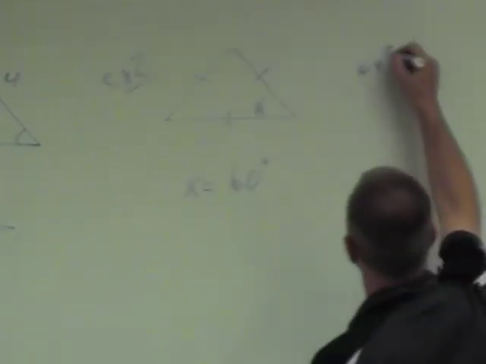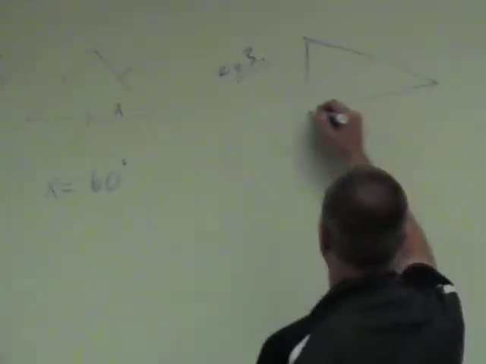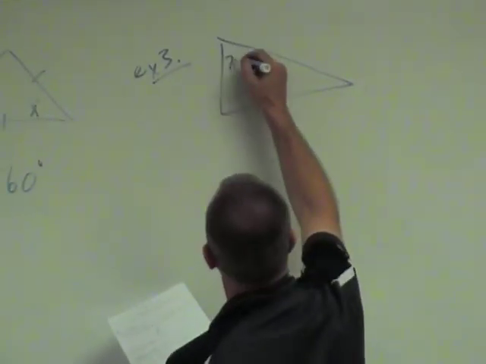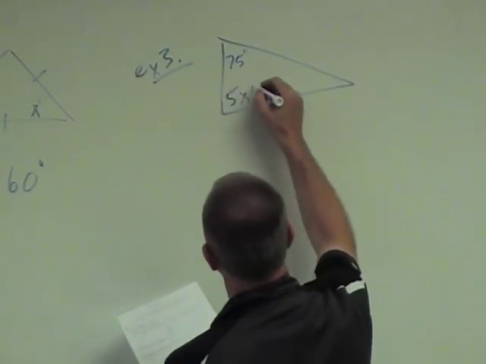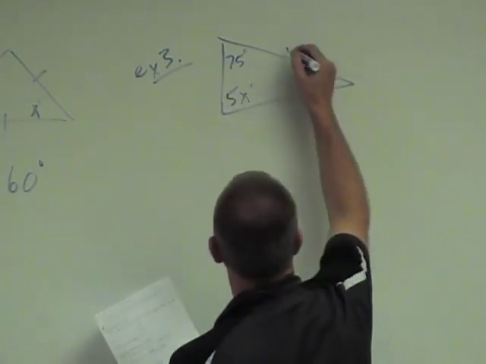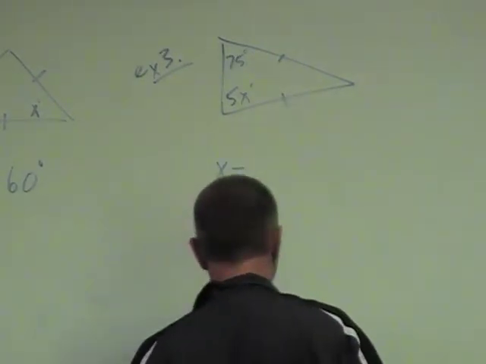All right, example 3. This angle is 75 degrees. This is 5x degrees. These two sides are congruent. Tell me what x is.